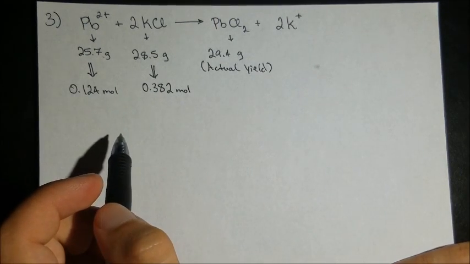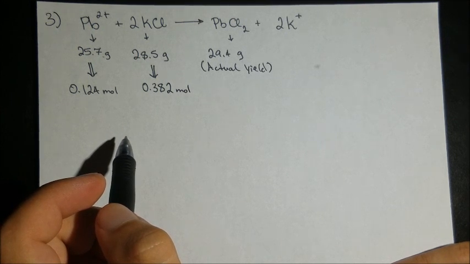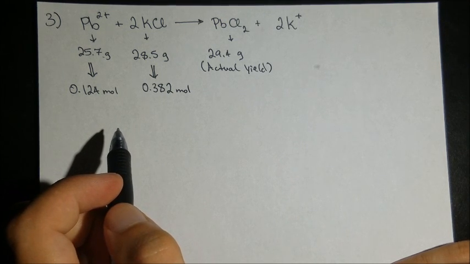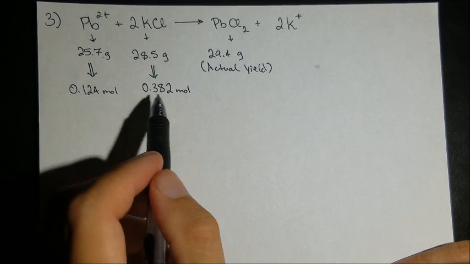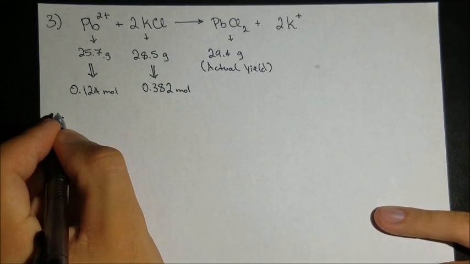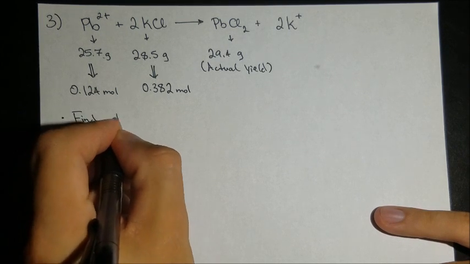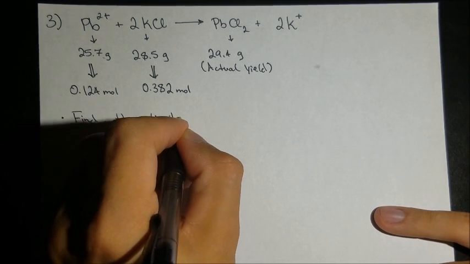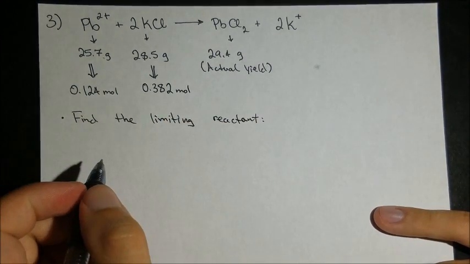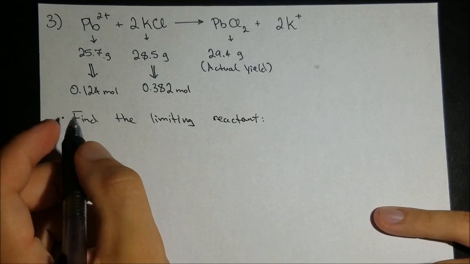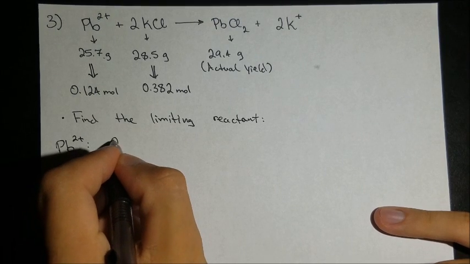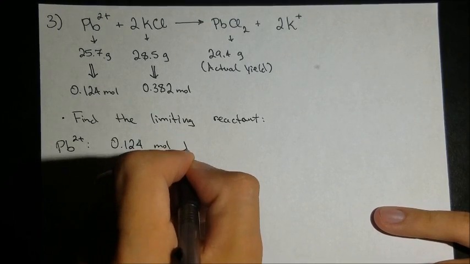And the first step to any sort of problem like this, where we're trying to find the number of moles of product that we make, is to determine which reactant is going to run out first. So that's going to be our limiting reactant. So let's find the limiting reactant. Okay, so let's get started with the lead. For the lead, we have 0.124 moles of lead.